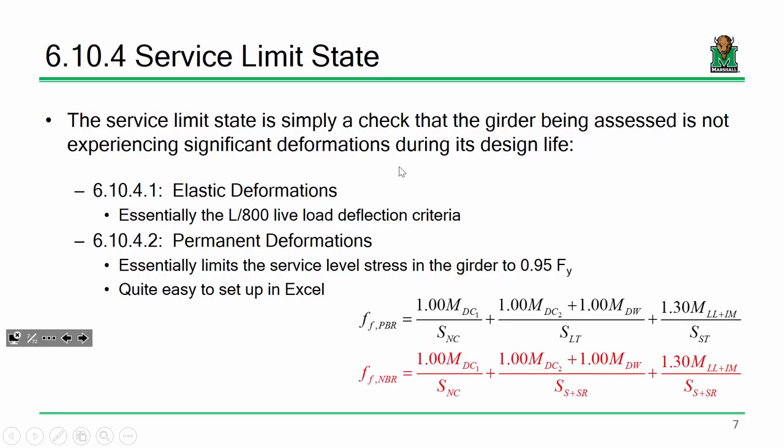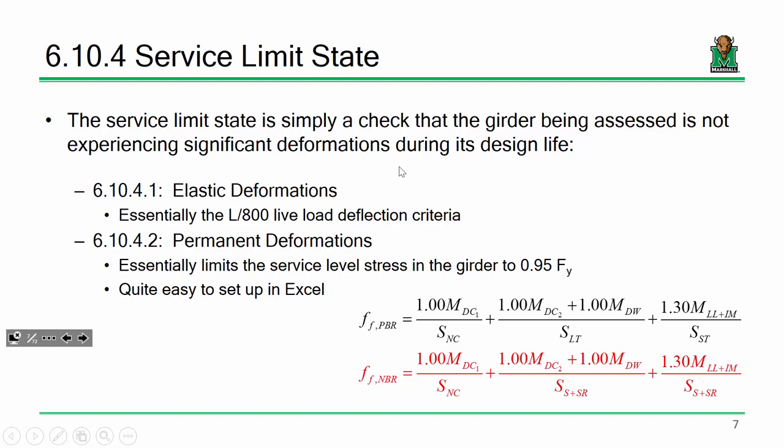One of the first checks we can make is to look at 610.4, which is the service limit state. Now, this is pretty straightforward. All it's saying is, if we're looking at the permanent check, the 610.4.2, long and short of it, is that the stresses in your bottom flange and in your top flange shouldn't exceed 95% of Fy at the service level, okay? That's, in other words, just taking the raw loads and adding them up directly.